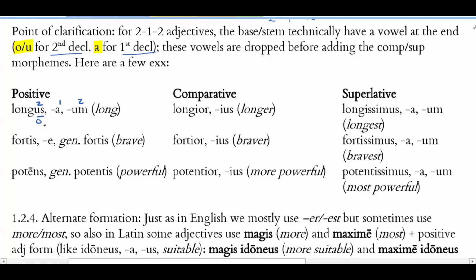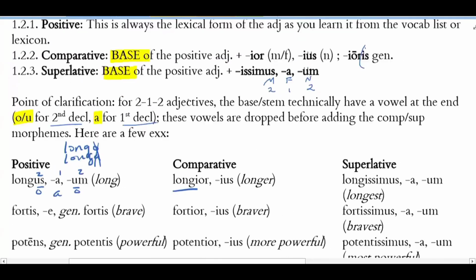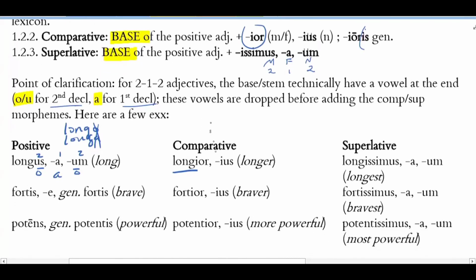Originally it's O, weakened to U sometimes. Here's the A, and here's the U or O for the neuter second declension. And when we say take the base, the base is longo and longa, but we're really just taking the form without that vowel, and we're grabbing long, right? And then we're adding what we're saying we add here, ior for masculine and feminine, and ius for neuter, right? So we're not adding it to the real base because the base includes those vowels, O, U, and A.